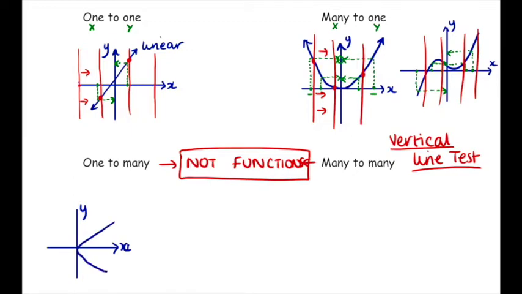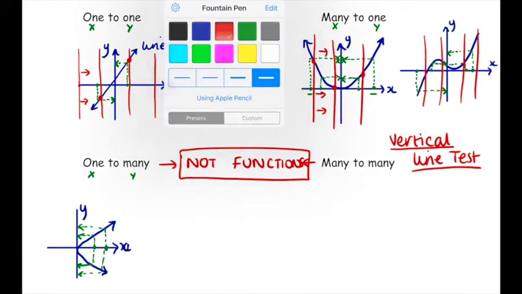So this one could look something like this, for example, and it could extend in both directions. So on this graph, I have one x value going to many different y values. So one x to many y.